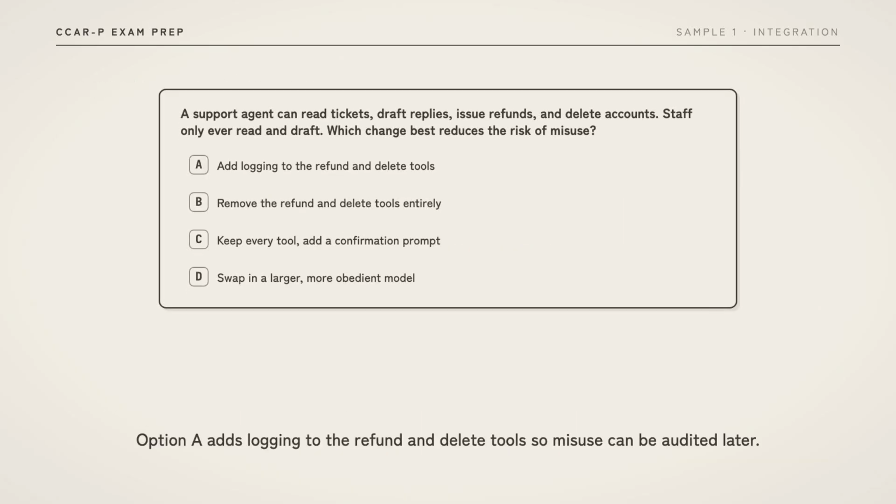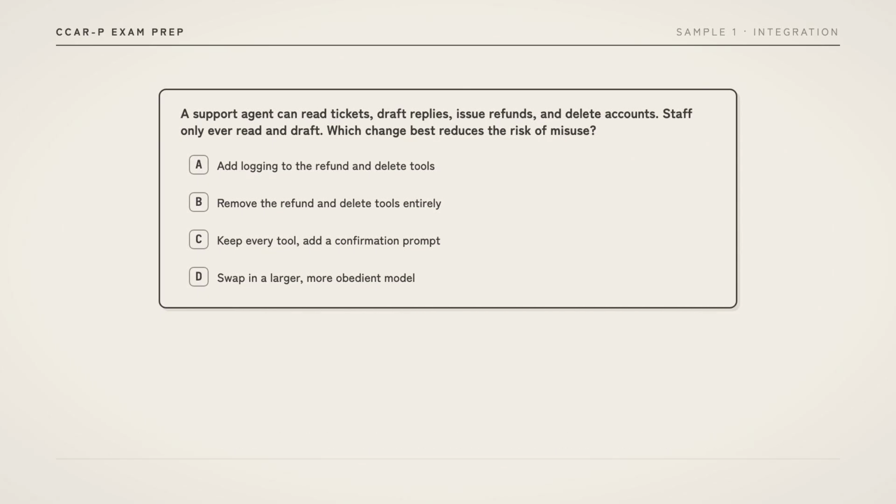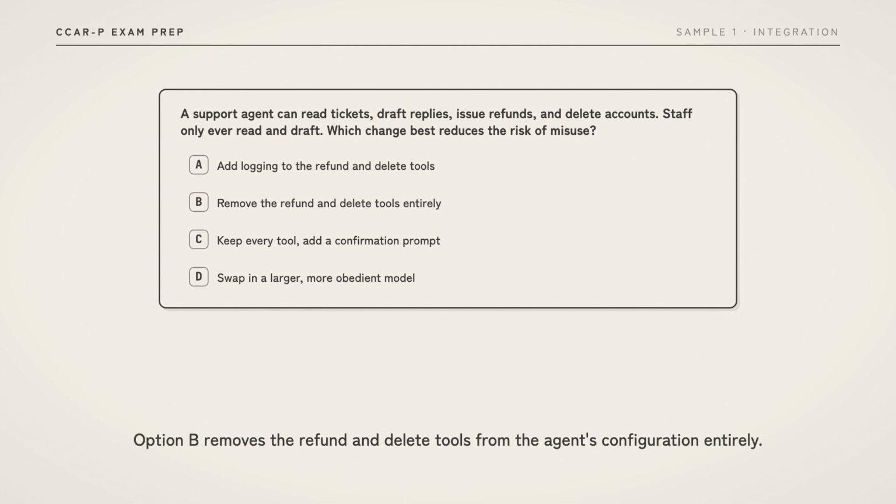Option A adds logging to the refund and delete tools so misuse can be audited later. Option B removes the refund and delete tools from the agent's configuration entirely. Option C keeps all the tools but adds a confirmation prompt before refunds and deletions. Option D replaces the agent with a larger model that follows instructions more reliably.